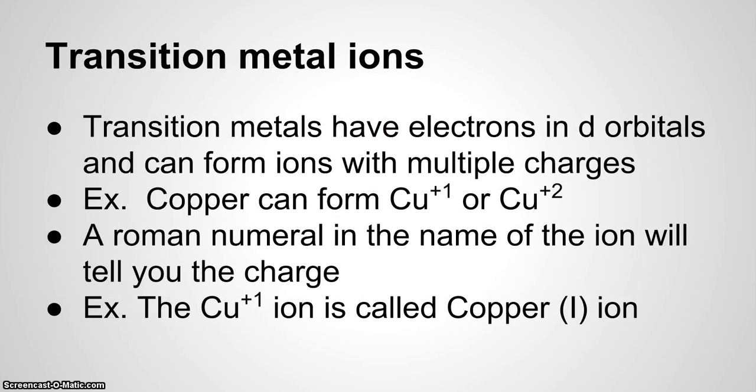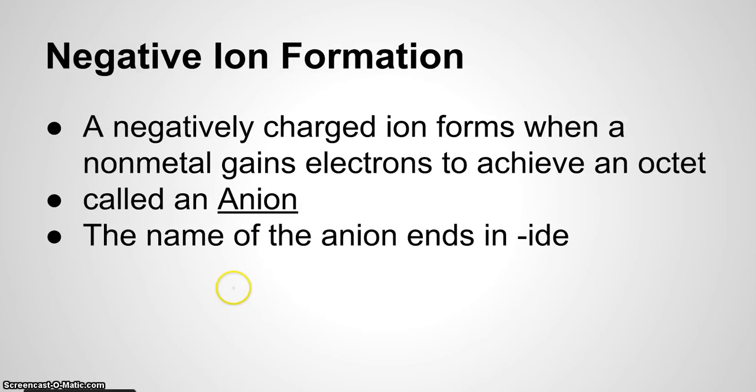Now, what if your metal is a transition metal? Well, those d orbitals give it some special things we have to look at. So because they have electrons in d orbitals, they can form ions with multiple charges. For example, copper can form either a +1 or a +2 charge. You can't tell from looking at the periodic table. You have to be given the charge, and the name of the ion will include a Roman numeral telling you what the charge is. So for example, copper +1 is called copper Roman numeral 1.